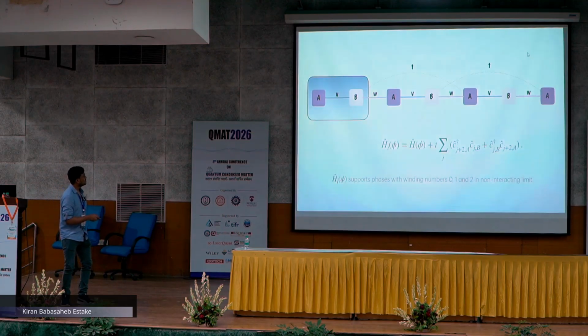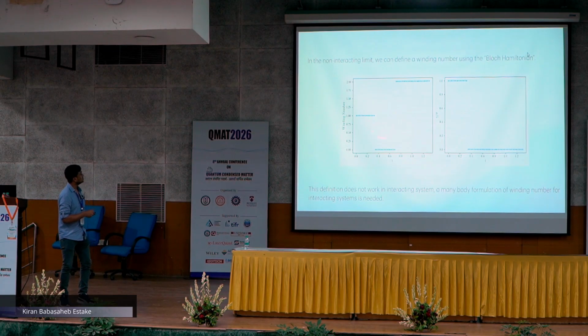So let's see what the winding number looks like. Here I am plotting the winding number calculated from the Bloch Hamiltonian in the first part, and in the second part I am plotting the many body Berry phase. As the T parameter is varied, the winding number says that there are phases characterized by winding number 1, 0 and 2, but the Berry phase shows that there are phases characterized by γ equal to π and 0. So it cannot distinguish between the phase characterized by winding number 0 and winding number 2.